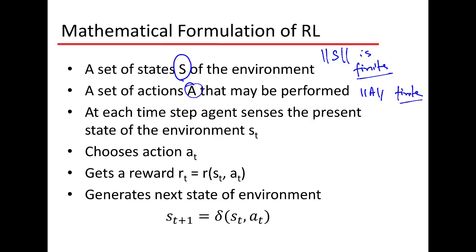So what happens at each time step? The agent senses the current state of the environment. Based on this, it chooses an action. And then based on the current state and the action, it gets a reward. So at time t, if the state is st and the action is at, it gets a reward which is a function of both the action and the state. And because of the action, the environment generates the next state. That is given by this function delta: if you are at current state st and the agent performs the action at, your next state would be st+1.